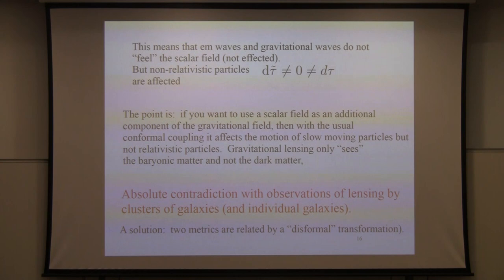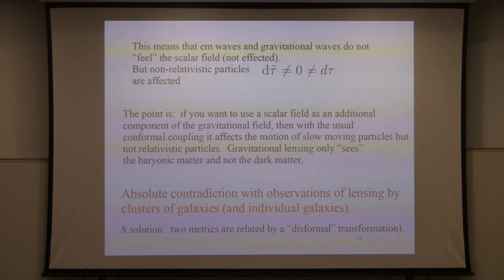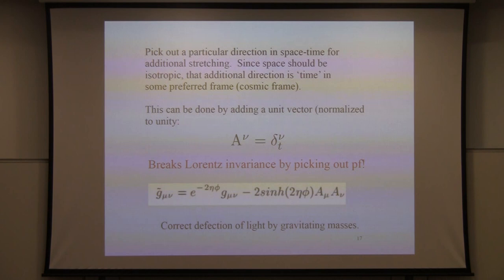And that's an absolute contradiction with observations of lenses by clusters of galaxies in those days, but now certainly individual galaxies. That is, the clusters or individual galaxies are definitely seeing the dark matter. They're seeing whatever additional field is there. And that doesn't happen with the conformal transformation of the gravitational physical metric. So the solution is a disformal transformation.